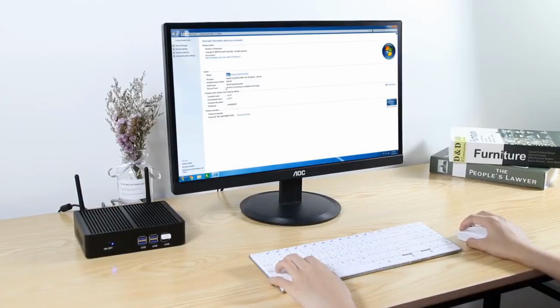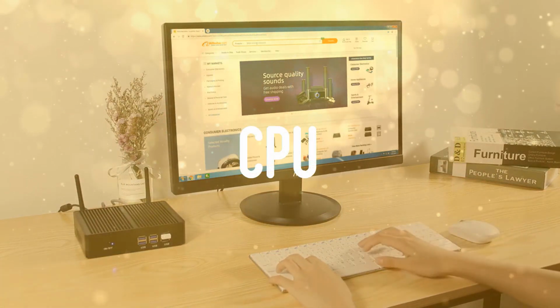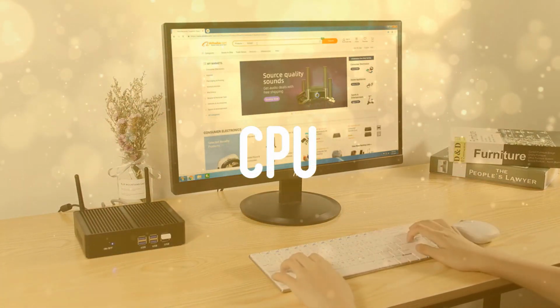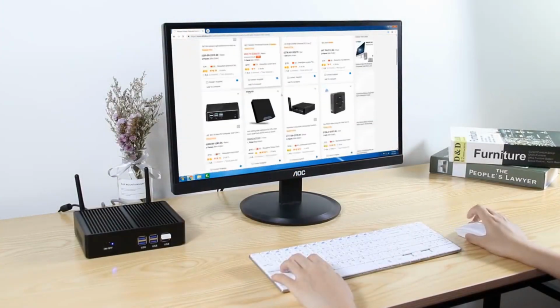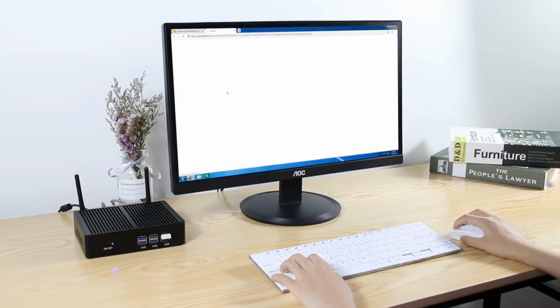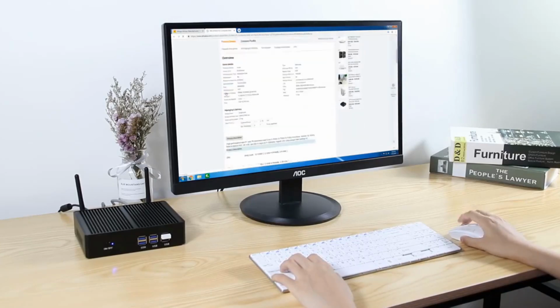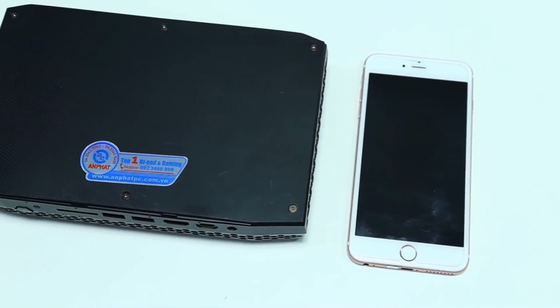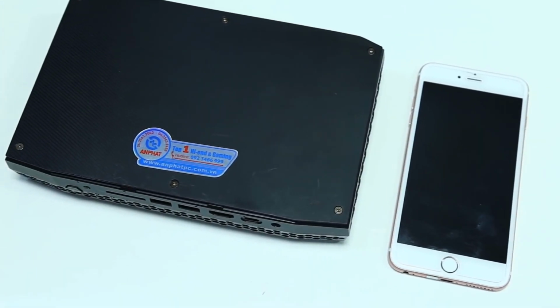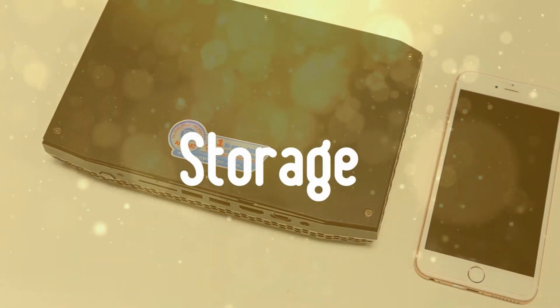Before we jump into the best mini PCs, first I want to talk about a few things you should look at before buying one. CPU. The most important thing when it comes to buying a mini PC is the processor. The processor is the computing unit of a computer, and the higher its clock frequency, the faster it can process commands. If you want a decent mini PC, I would recommend one with at least 2 GHz or a quad-core processor.